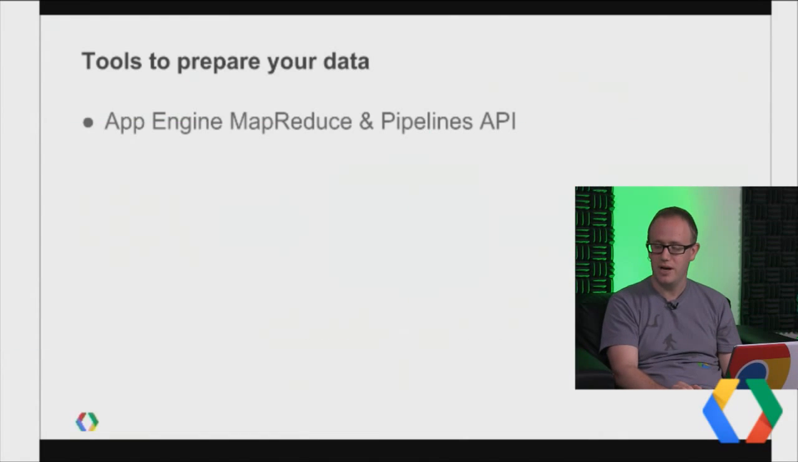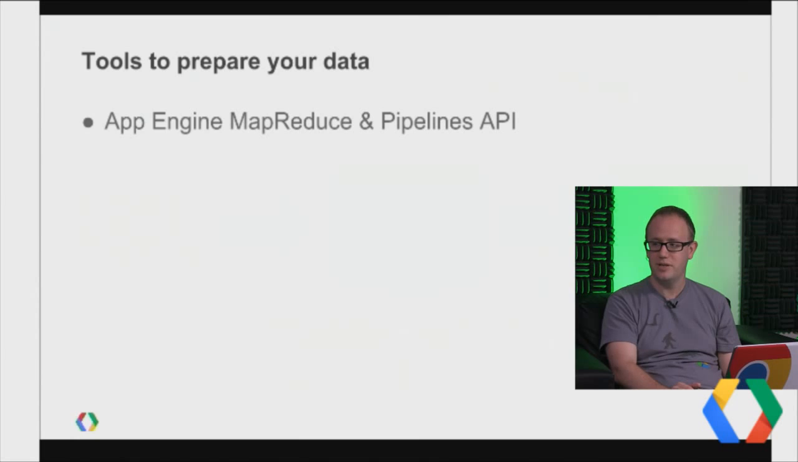So there's App Engine MapReduce and the Pipelines API. We're going to talk about this a little more later, but App Engine MapReduce is an implementation of the MapReduce algorithms in App Engine. It's a pure App Engine implementation, and we've used it, and we've heard others using it to great success in running large jobs to transform data.